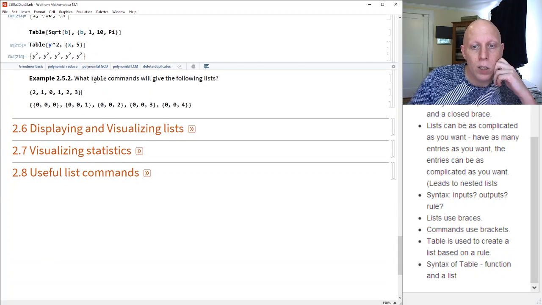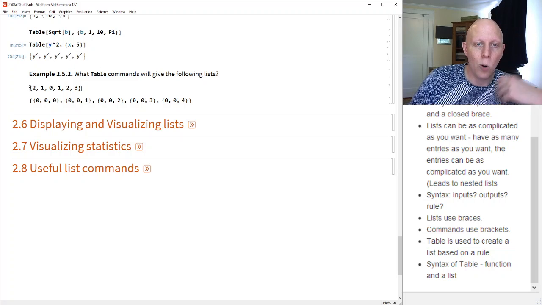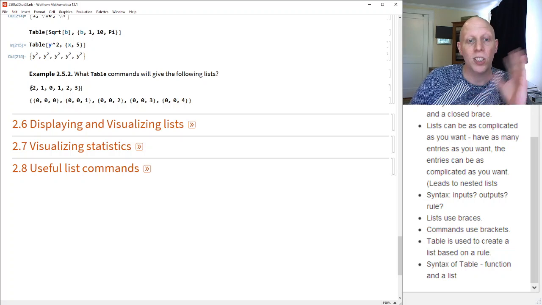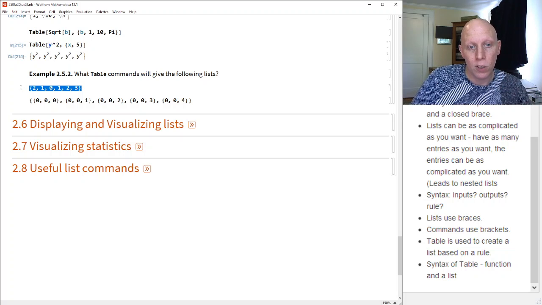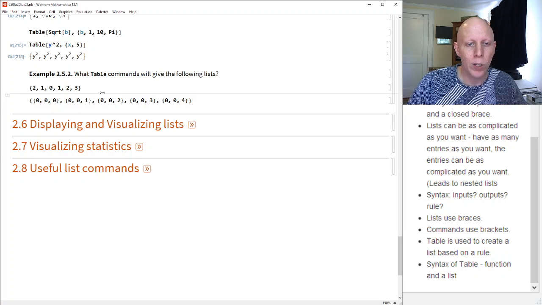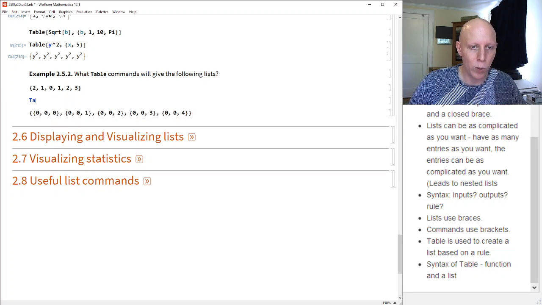All right, so now let's try to reverse engineer this and think about, let's say we wanted this list of numbers. What table command would work for that? Well, what we need to do is come up with our function, and we need to come up with a variable, whatever variable you want. Maybe I'll call it I. And then we need to have a range of values for I.